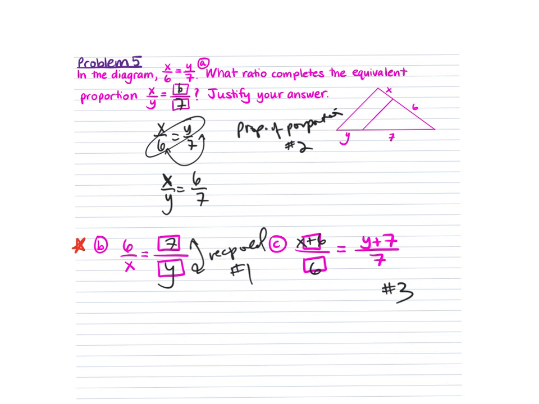And then this one you can see the denominator was 7, here we added that to the top, so you're going to add the denominator of 6 to the top here. So x plus 6 over 6 there, and that's your property number 3.